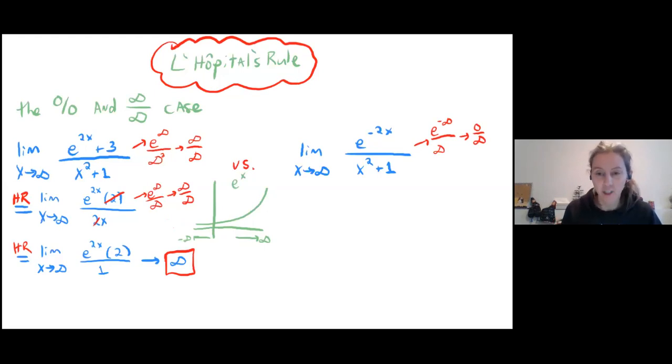This is a form that actually makes sense. So we end up with, this is going to 0 over infinity.